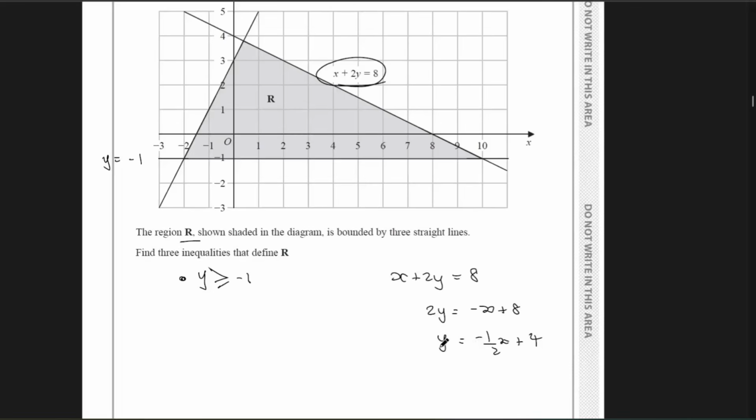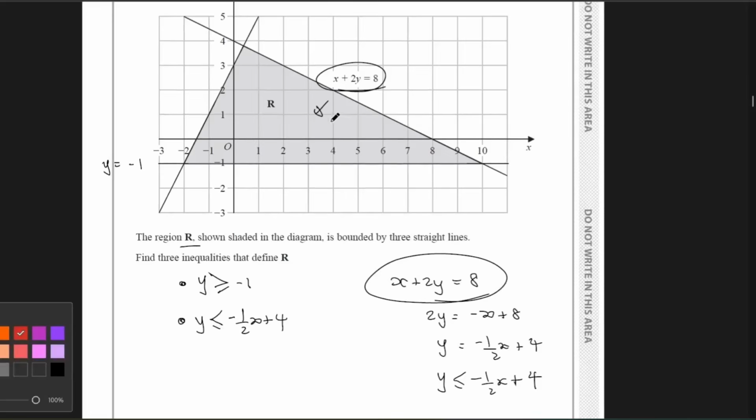Once we have the equation in the form y equals mx plus c, we can just simply use the logic that if the region lies below the line, it will be y less than or equal to minus half x plus 4. If it's above the line, it'll be y greater than or equal to mx plus c. We can only do this for y equals mx plus c form. We cannot do it for other forms of linear equations. So we can say our second inequality is y less than or equal to minus half x plus 4.